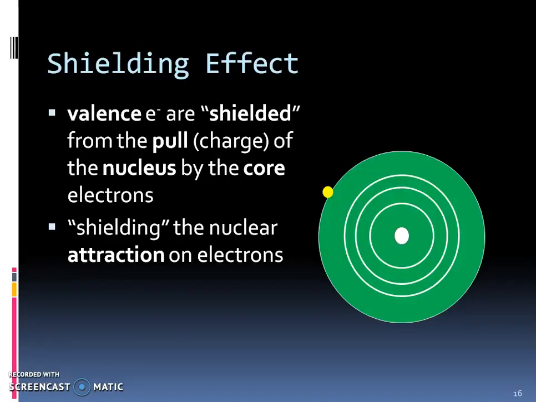So what is this shielding effect I've been talking about? Well, the valence electrons are shielded from the pull or the charge of the nucleus by all of those other core electrons. So the shielding reduces the nuclear attraction on those electrons. You have a positive inside here, and you have this negative all the way on the outside, those valence electrons. But you have all of this other negativity in the middle, and these core electrons are shielding the attraction between those valence electrons and the nucleus.